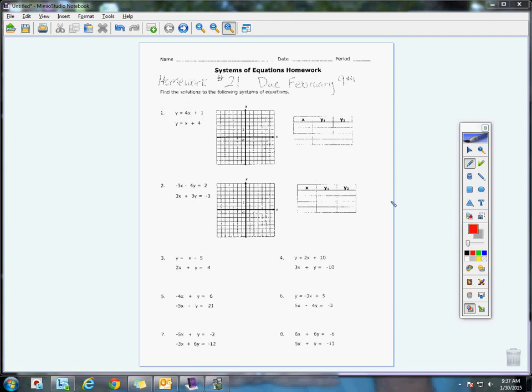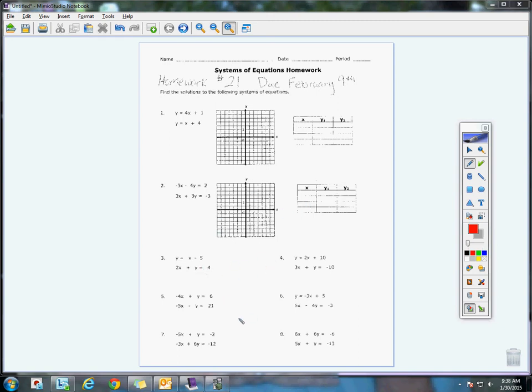Homework packet number 21. On here, I'm just going to do one problem. Just to let you know, number 1 and number 2: Number 1's already in slope intercept form, so all you have to do is plot it on here, find the intersection of your two lines, and fill out the table. Same thing with number 2. Number 2, though, is in standard form, so you have to do your exciting move and the great divide and plot those onto this graph and fill out your table.